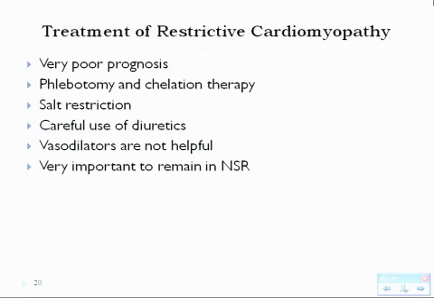And critically, most important is to maintain a normal sinus rhythm. Okay, so if you ever take somebody with restrictive cardiomyopathy to sleep, you've got to keep them in sinus rhythm. If you don't, it's going to be over with real quick. And once you get in trouble with these people, it's very hard to get yourself out of it. There's nowhere to play.